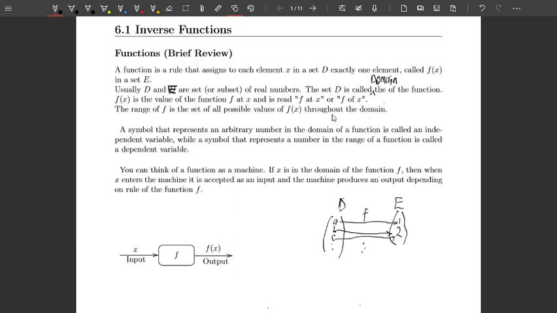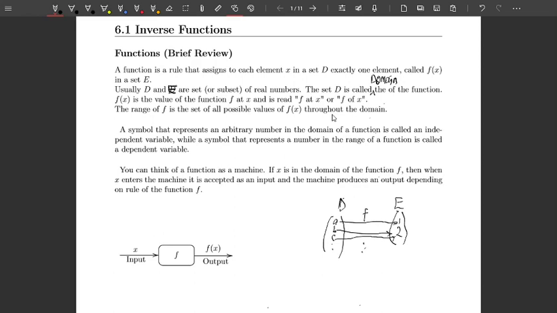Now, the symbol that represents an arbitrary number in this set D is called an independent variable, while the symbol that represents any number in the range in this set E is called a dependent variable. Why? Because for each element in this domain, we can determine what is mapped to by F.